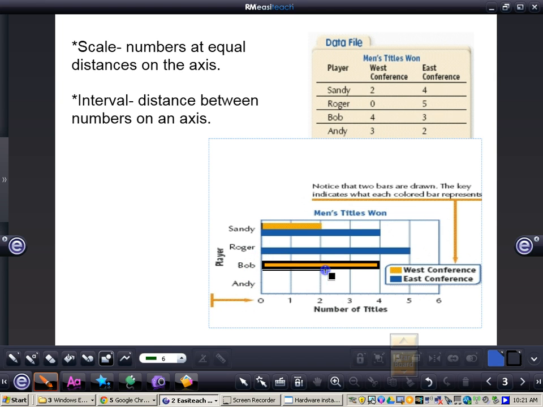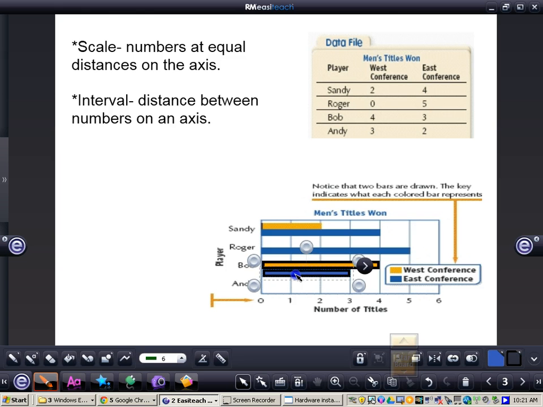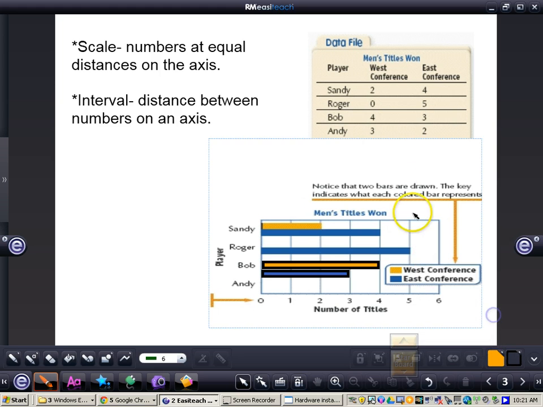I can have it right here, right to the number 3. Okay, now we even want to make that a little bit closer to Bob. Okay, just like that. So that's representing the data in my data file. Finally, Andy, we can see with the West Conference, it's going to be orange, so that's going to be 3.